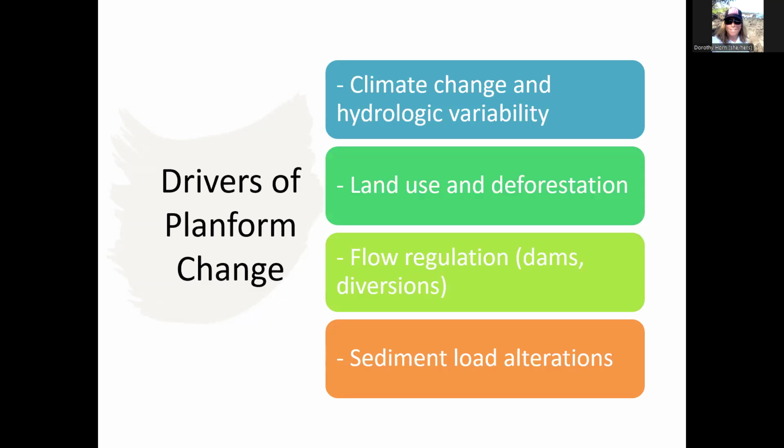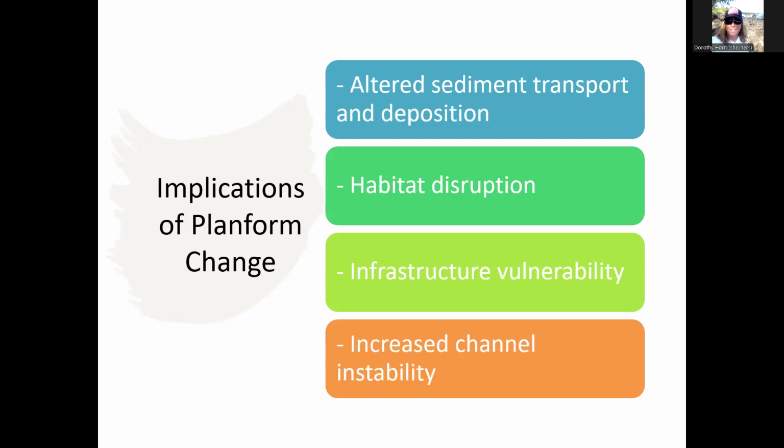So what changes planforms? Climate and hydrologic variability, right? So the amount of water coming through, the land use around it, and whether or not there's deforestation, because what happens when we take away trees, right? We've all learned about the hydrologic cycle. You know how it stabilizes soil. And then, we just learned a ton about the diversions that happen for the LA aqueduct, right? And that's that flow regulation, as well as sediment loads. So these are the four main things that change planforms. So you need to know this.